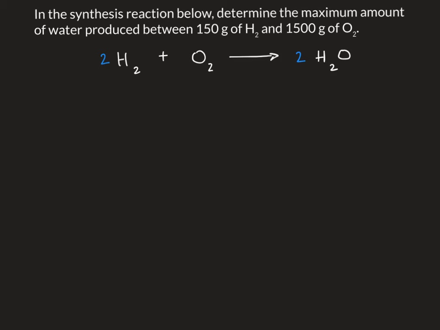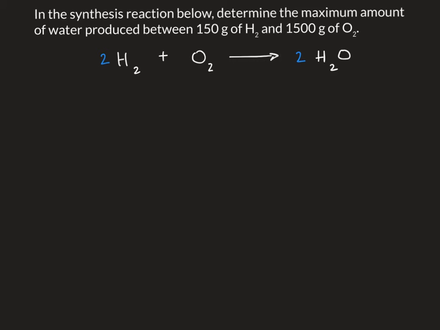All right, guys, here is our last example. In this synthesis reaction below, determine the maximum amount of water that can be produced between 150 grams of hydrogen and 1,500 grams of oxygen. Remember, anytime we're asked for the maximum amount of product that can be formed between the reactants, we're working with a limiting reactant problem. We want to know which of these reactants is going to limit how far the reaction can go, and which is going to be left over in excess.